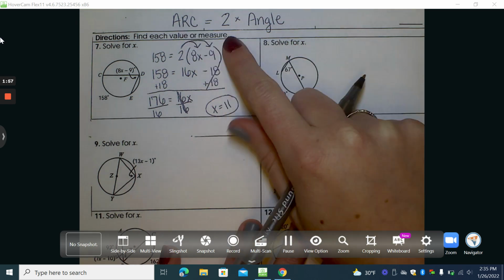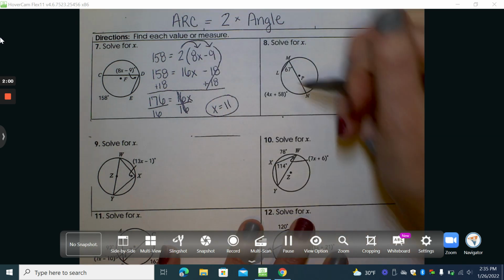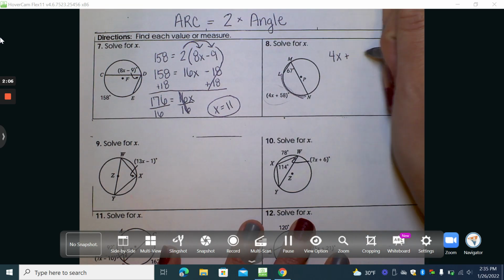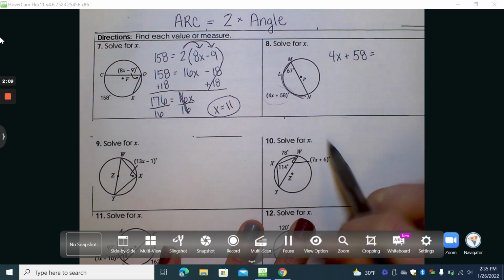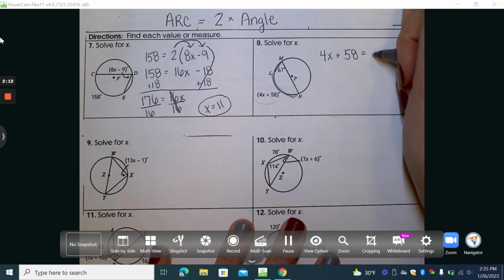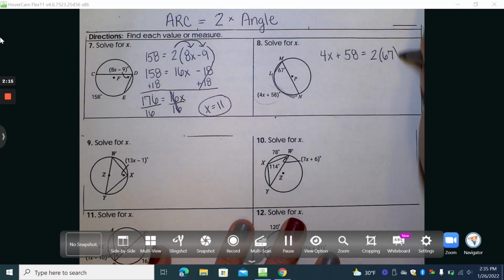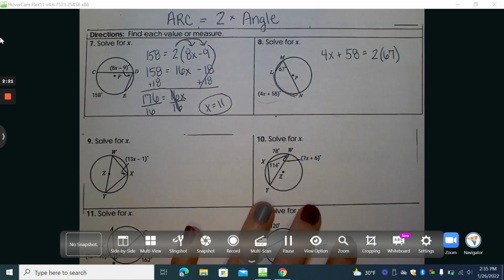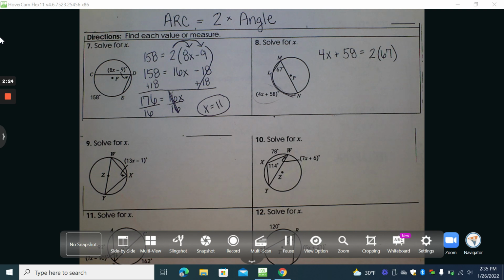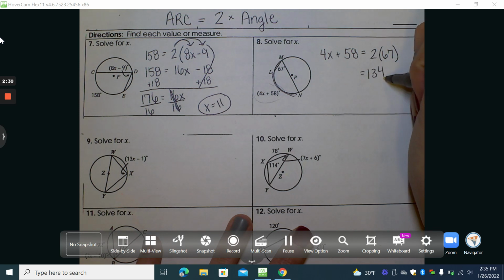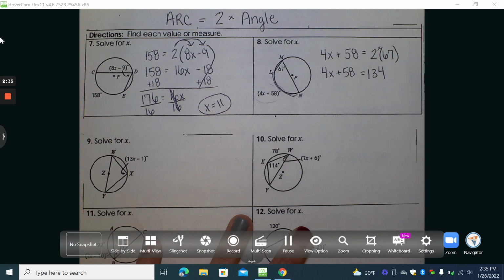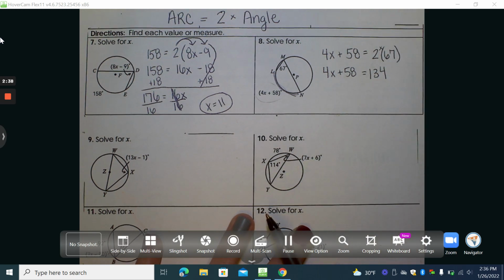Let's do that same idea over here on number 8. Again, my arc equals 2 times my angle. Well, this time my arc is 4x plus 58, and my angle is 67 degrees. 2 times 67. And so let's go ahead and multiply this out. There's really nothing to distribute. I'm just going to go ahead and multiply 2 times 67, which is 134, and bring everything else down. 4x plus 58 equals 134. 2 times 67 is 134.